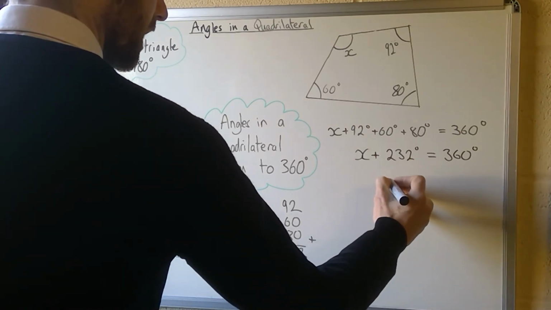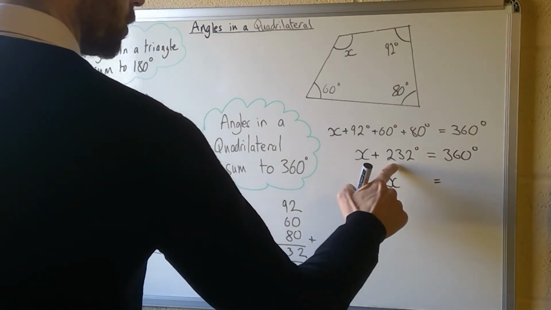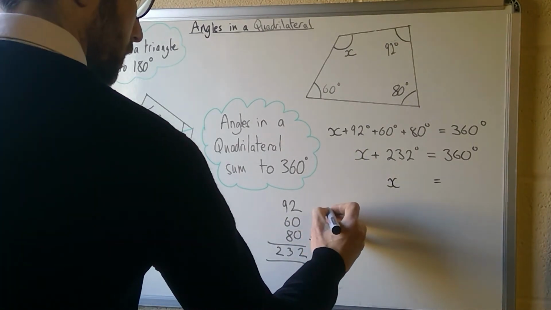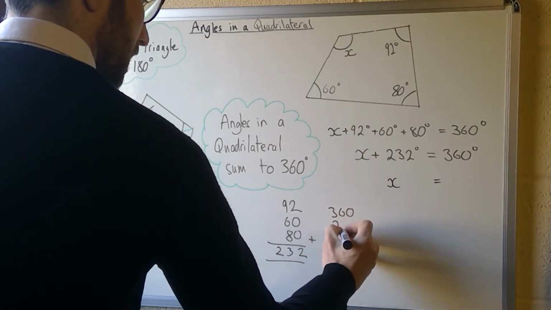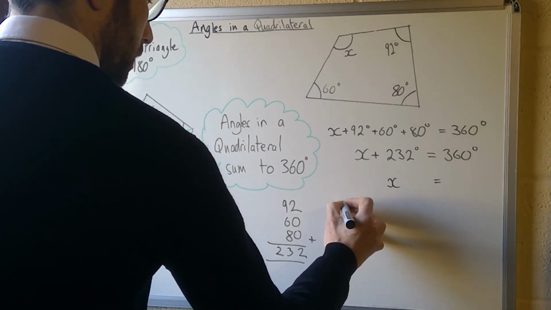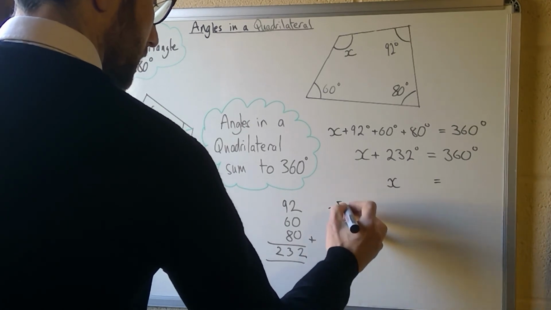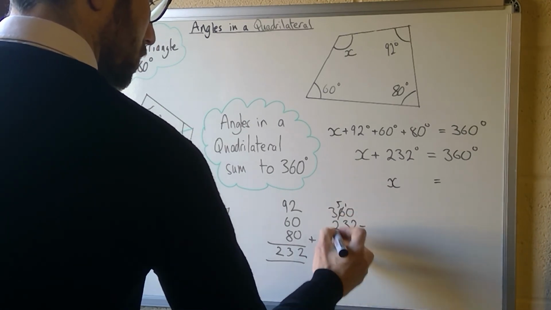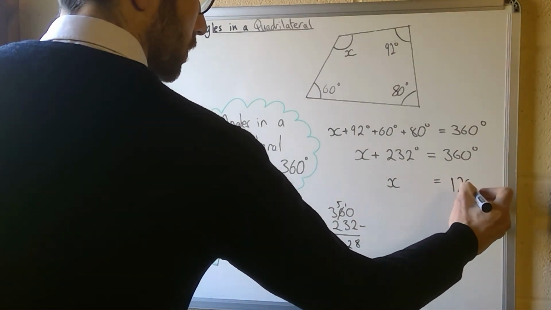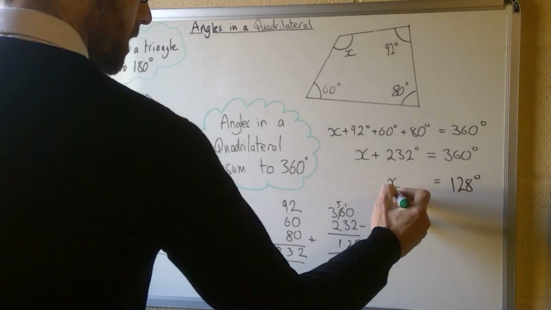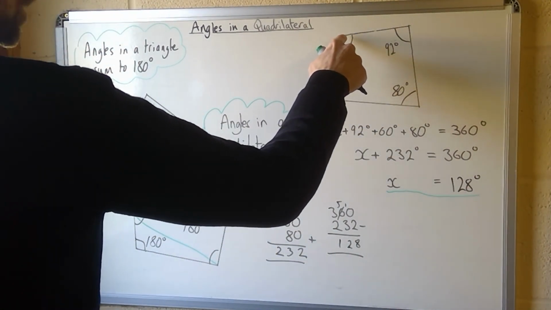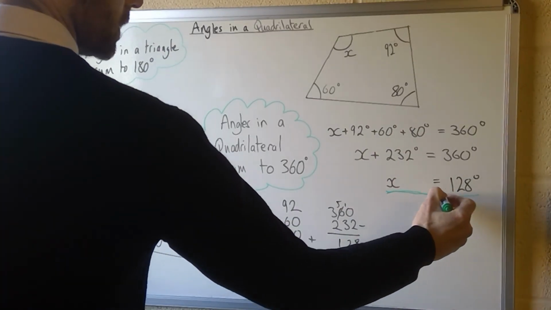Now what I need to do to calculate x is subtract 232 from 360, so that will tell me what's left. So 360 take away 232, so I'm going to have to borrow one from there. 10 take 2 is 8, 5 take 3 is 2, and 3 take 2 is 1. So I get x equals 128 degrees. And looking at my quadrilateral, I can see that it's an obtuse angle, so that looks correct.